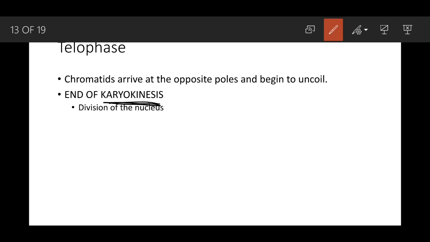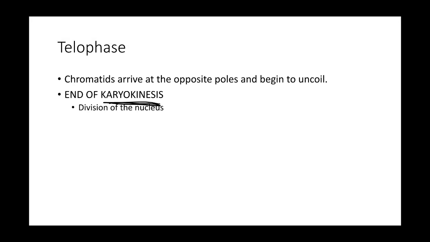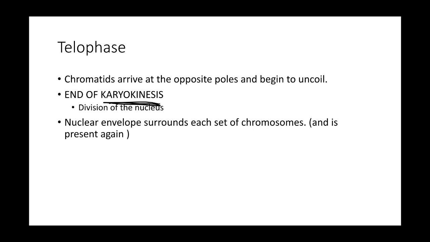The word karyo actually means nucleus, and kinesis means separation or formation of two. So when we say karyokinesis, it's simply the division of the nucleus. Next, the nuclear envelope surrounds each set of chromosomes and is present again. During prophase, one of the events is that the chromosomes start to disintegrate, right? That's why we represented it using broken lines.